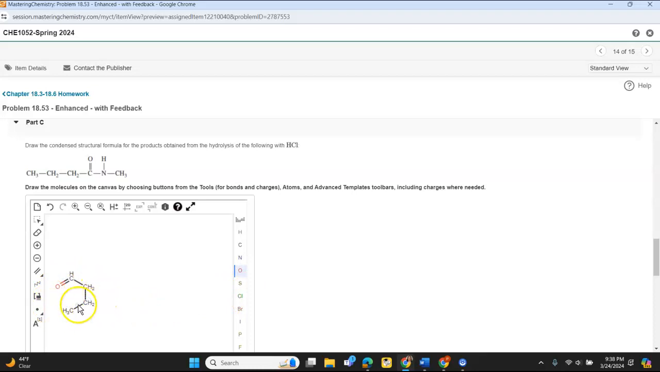Okay, so this is the aldehyde, right? So we need to make it the carboxylic acid. So click on a bond here and we will make this methyl group and a hydroxyl group. Okay, so that's the carboxylic acid, the butanoic acid.